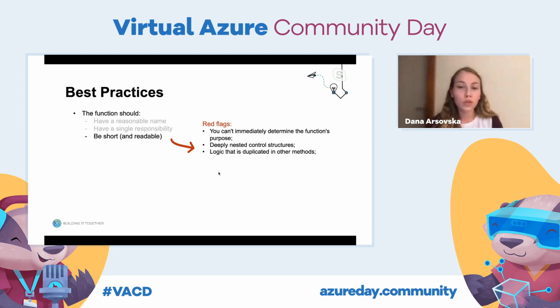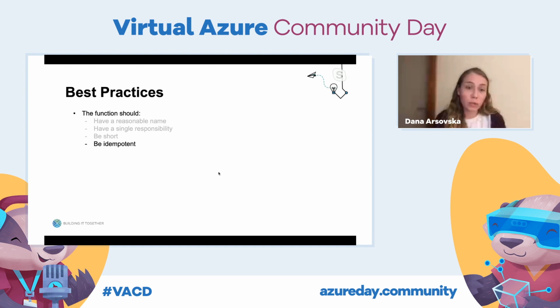You should also be aware that the logic shouldn't be duplicated in other methods. We should always check whether the code is repeated somewhere else. Also, if your monitor is not big enough to display the whole function, that probably means you're doing something wrong and you should make it shorter.